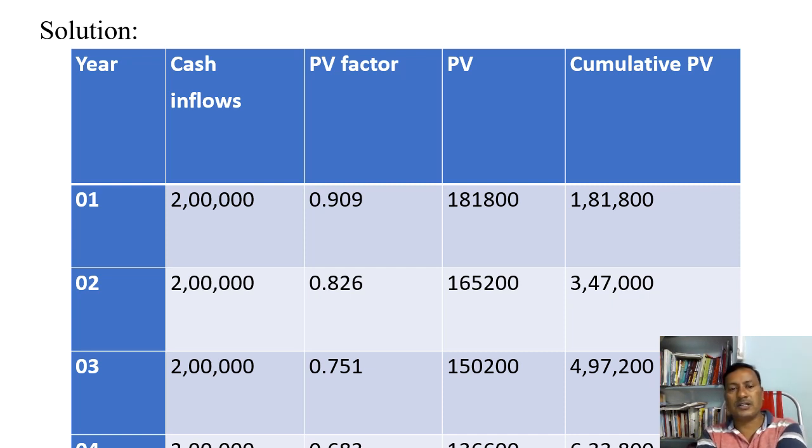1,81,800 is there first year. The second year the present value becomes 1,65,200. So 1,81,800 plus 1,65,200 becomes 3,47,000. Third year you have to add: third year 2 lakh, PV factor is 0.751. So you just multiply with 2 lakh rupees, it will become 1,50,200.